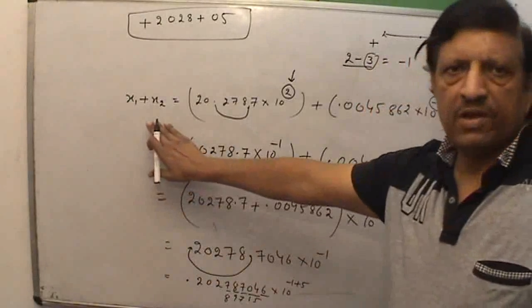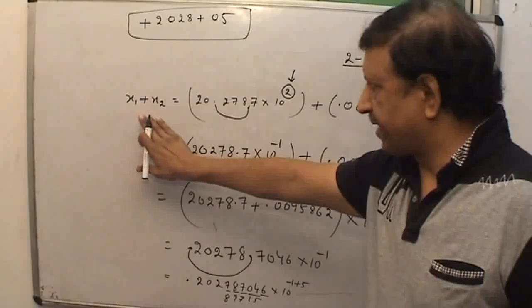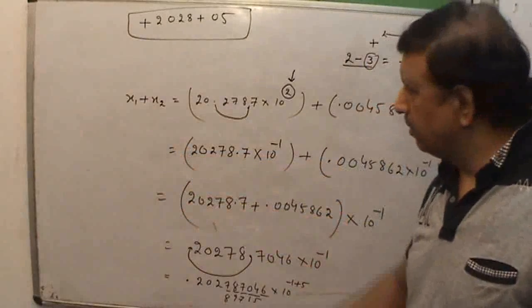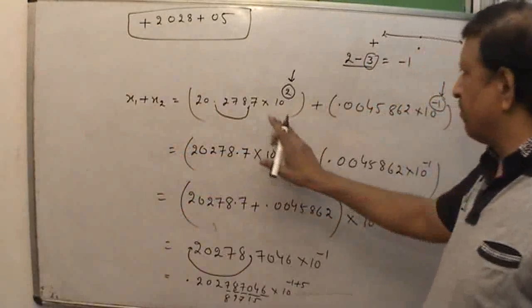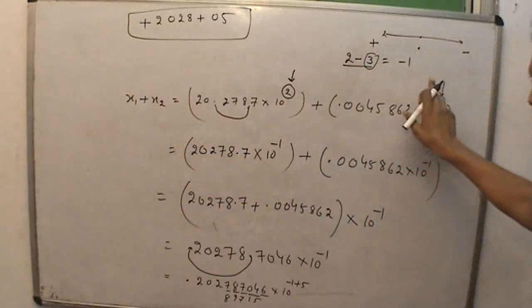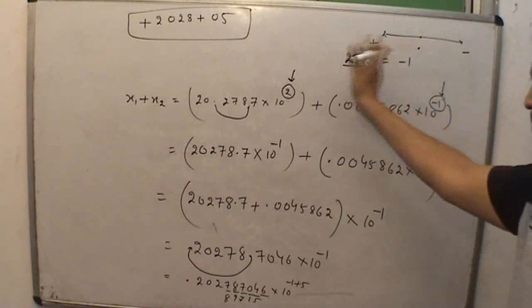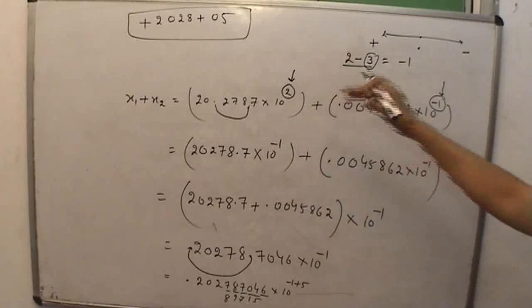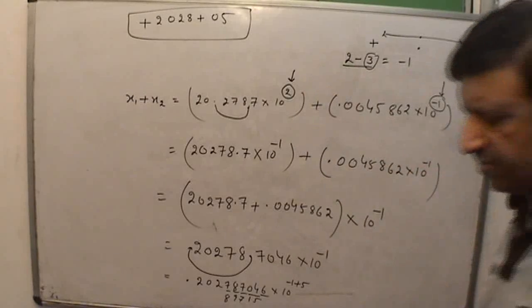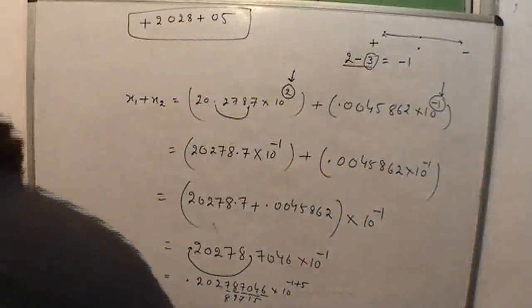Same is the problem with the subtraction. We have to synchronize, or we have to equalize the exponent by using this basic rule, either shifting on the right side or shifting on the left hand side. Let us see some more examples.